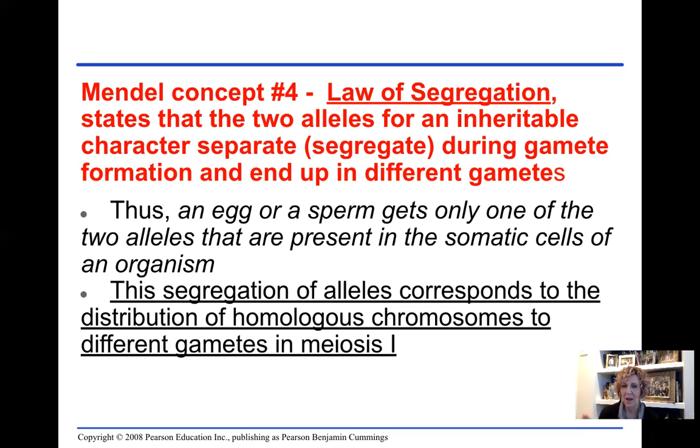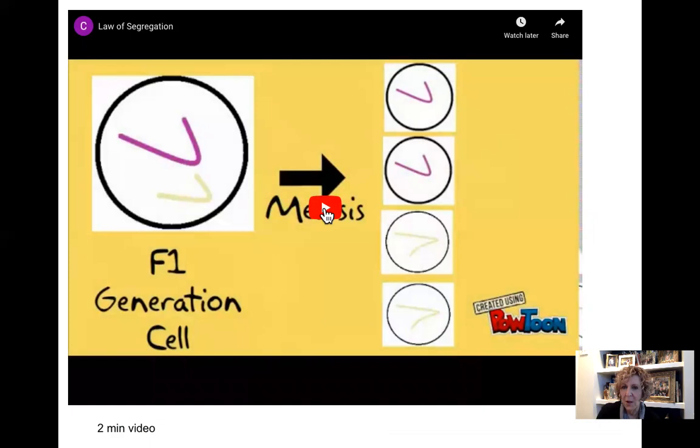And so that's really important, right? That segregation we know occurs during meiosis one of gamete formation, either oogenesis or spermatogenesis. But of course, Mendel didn't know this, which is really so cool that he figured this out, all based on deduction and scientific evidence from his statistics. So here's a quick little 2-minute video that is going to review for you the steps of meiosis.